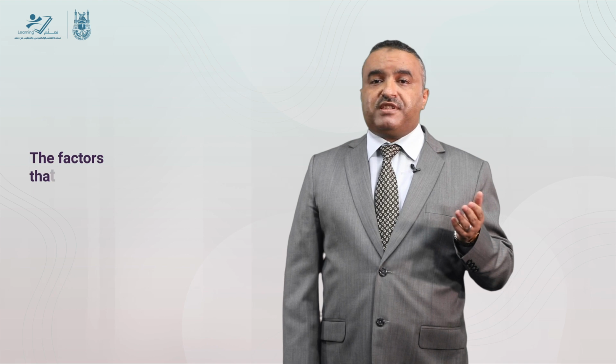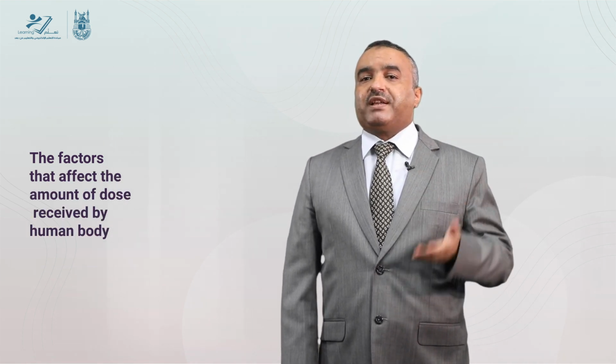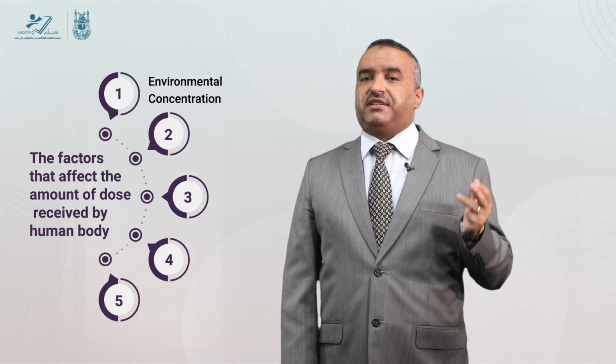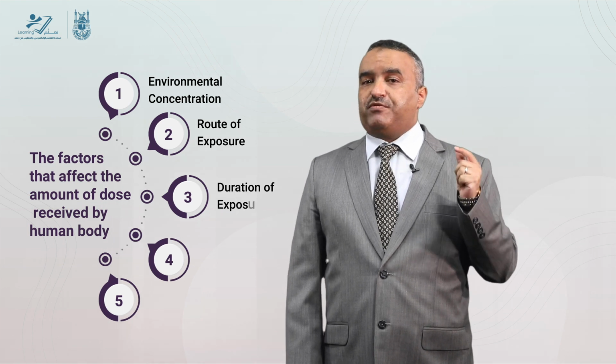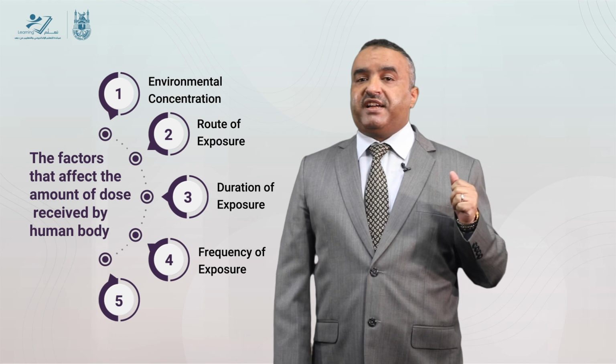There are many factors that affect the amount of dose received by human body. What are these factors? Number one, environmental concentration. Number two, route of exposure. Number three, duration of exposure. Number four, frequency of exposure. And number five, body size.